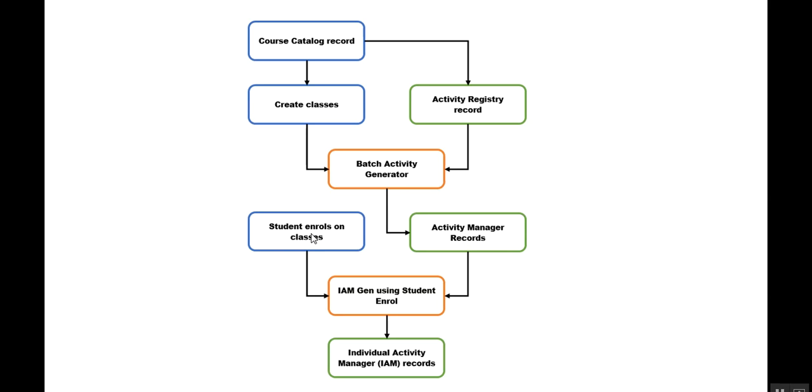Then we've got students enrolling on classes. Then we combine the class enrollments with the manager records in the IAM gen using student enroll, and we create our individual activity manager records. So that's how it works. So that's the end of that.